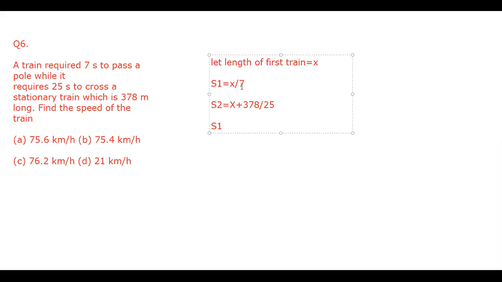So I can use this concept S2. I can simply put x upon 7 equal to x plus 378 divided by 25. If you solve it, you can easily get the answer. So by this way, you can solve it. The most important thing is we have used this concept S2. This will help you to understand why we have gone for it. I hope this is clear to you.